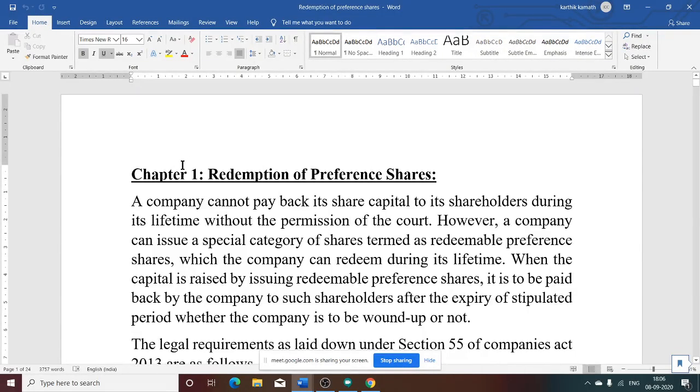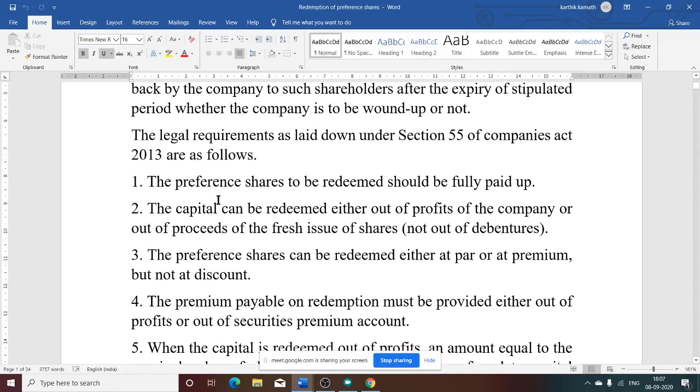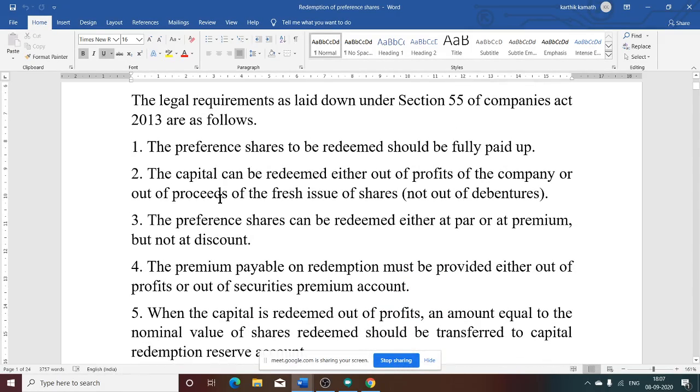See, in the last class, we discussed the meaning of redemption of preference share, what is preference share, how to redeem the preference share, and what the legal requirements or rules are as per the Companies Act of 2013 for redemption of preference shares. We have gone through them.